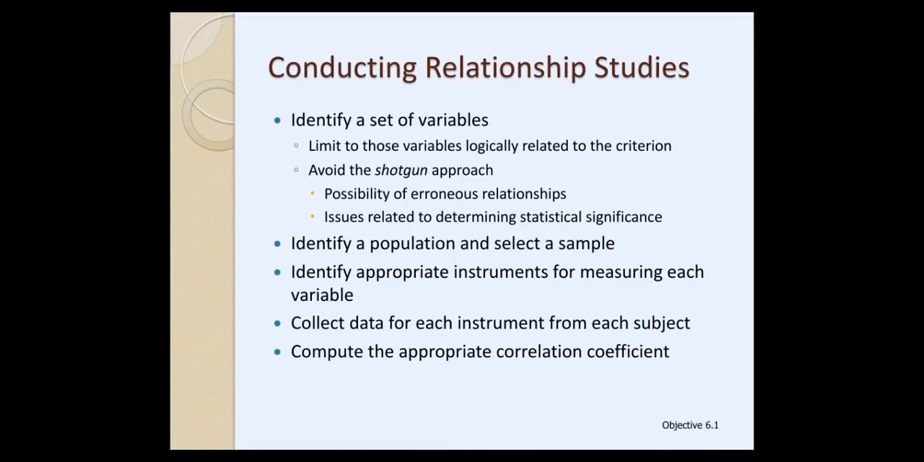The third, identify an appropriate instrument for measuring each variable. Many relationship studies require the administration of one or more instruments. The fourth, collect data for each instrument from each subject. And the last, compute the appropriate correlation coefficient.